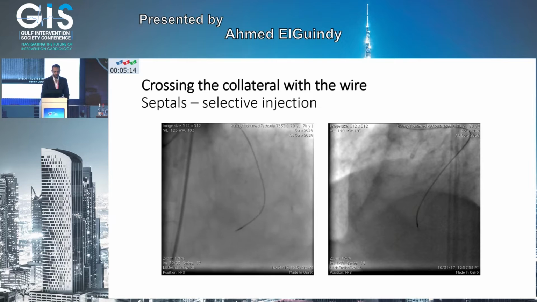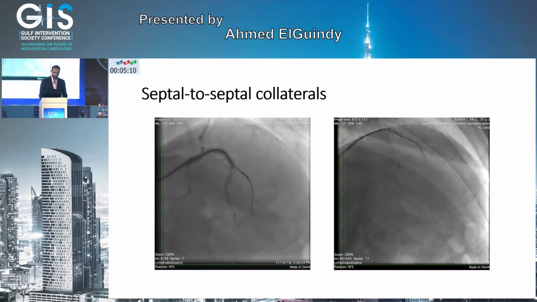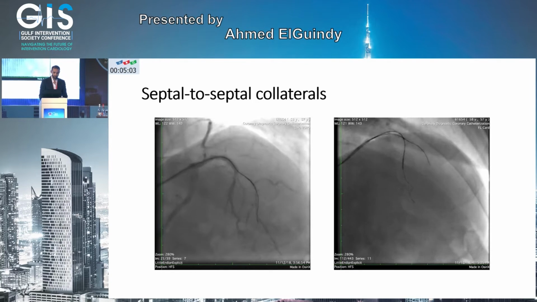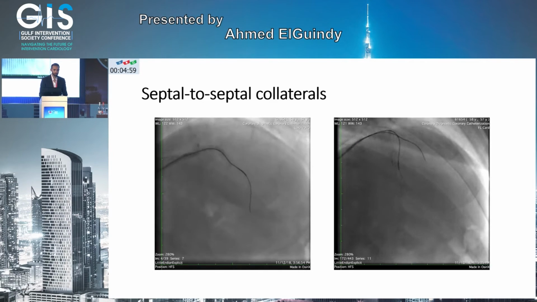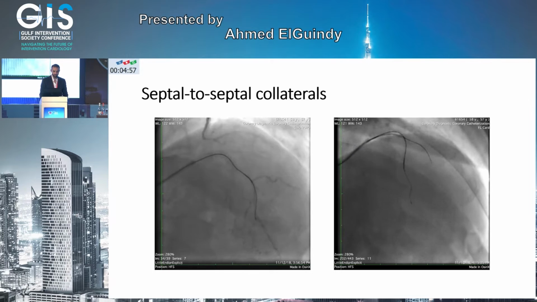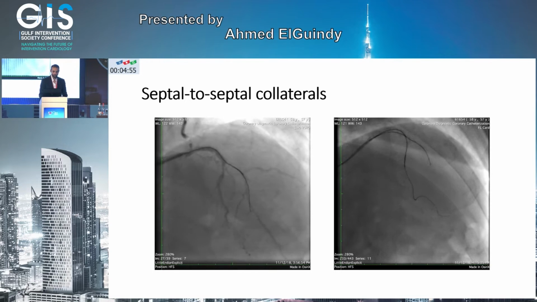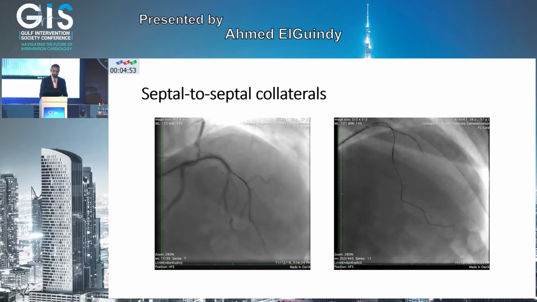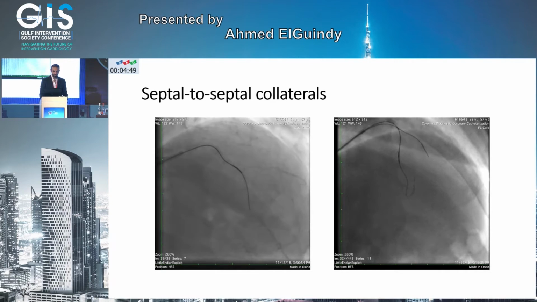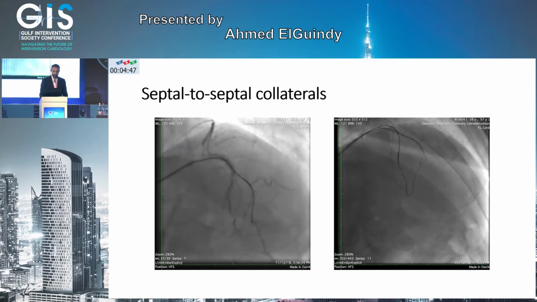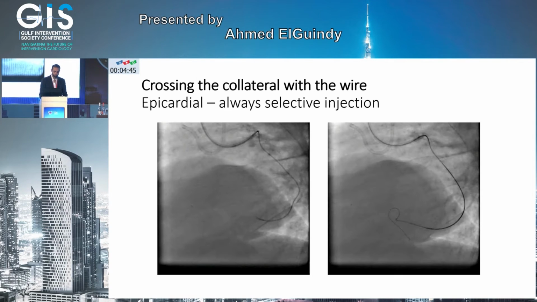With epicardials, this is different. You really want to do the selective injection to understand what's going on. Sometimes you can use a septal-to-septal collateral, such as this scenario where the only source of collateral supply to the LAD is via a septal-to-septal connection. And again, you can see that once you have the proper pathway, the wire goes distal, is withdrawn, and you have a connection.